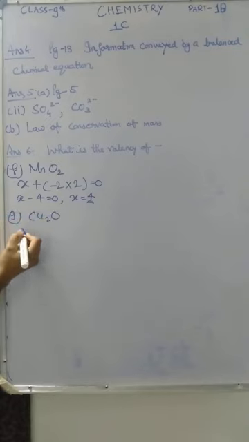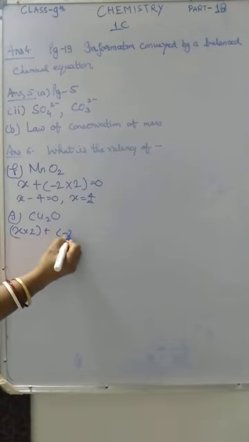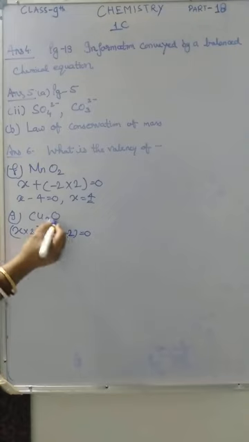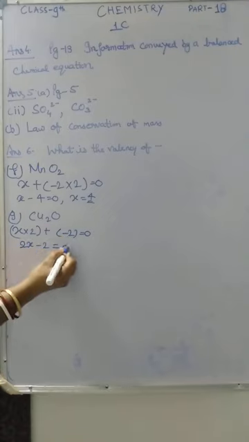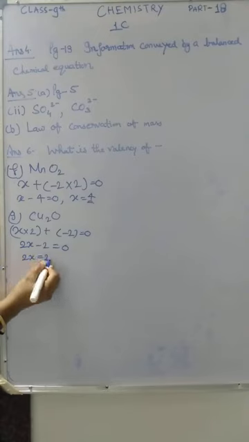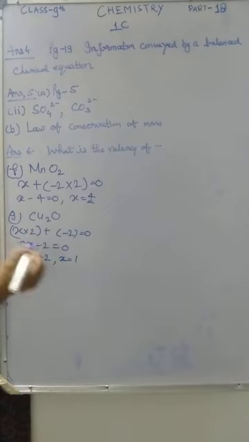Now next one, Cu2O. You have to find out the valency of copper in this. So x into 2, because it is written here 2. Okay, 2 atoms of copper are there. So you have to write here x into 2 plus minus 2 is equal to 0, because valency of oxygen is minus 2. So 2x minus 2 is equal to 0. 2x is equal to 2, because 2 will go that side, so it will be positive now. x is equal to 1. Okay, valency of copper in this is 1.